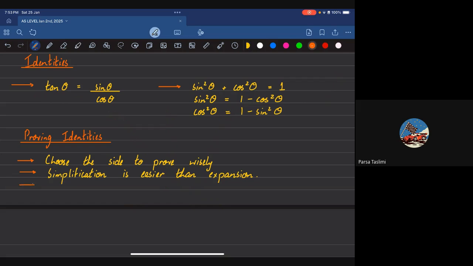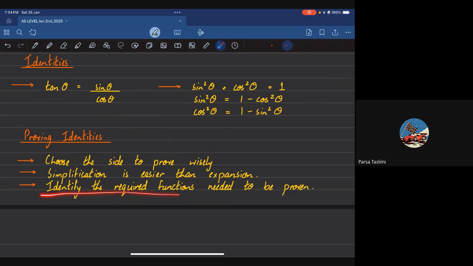And thirdly, you need to identify the required functions needed to be proven. Now, for example, what do I mean with this last one?